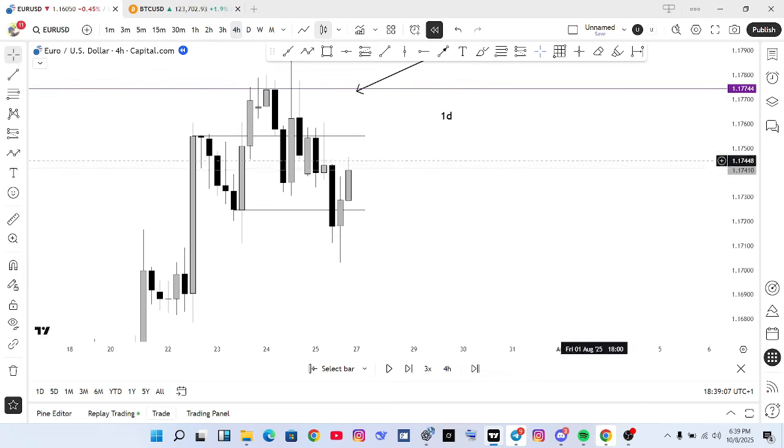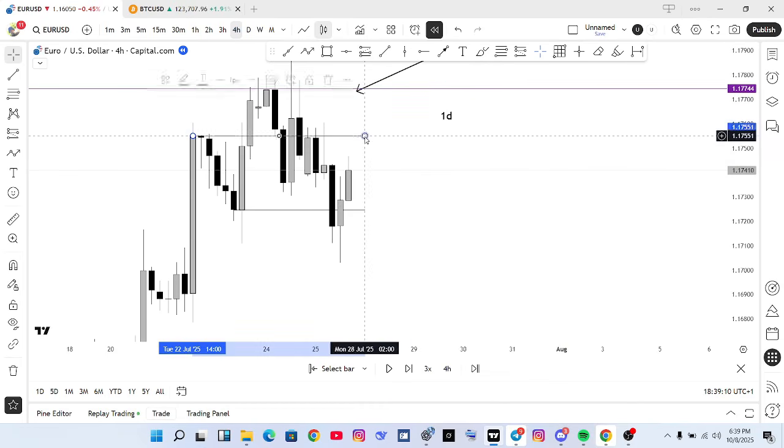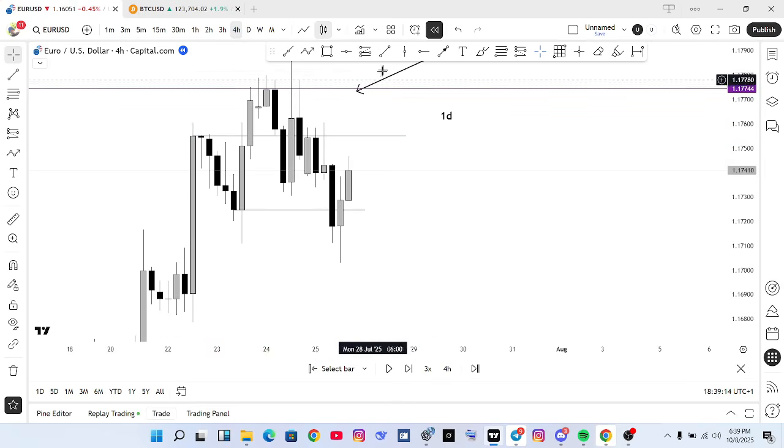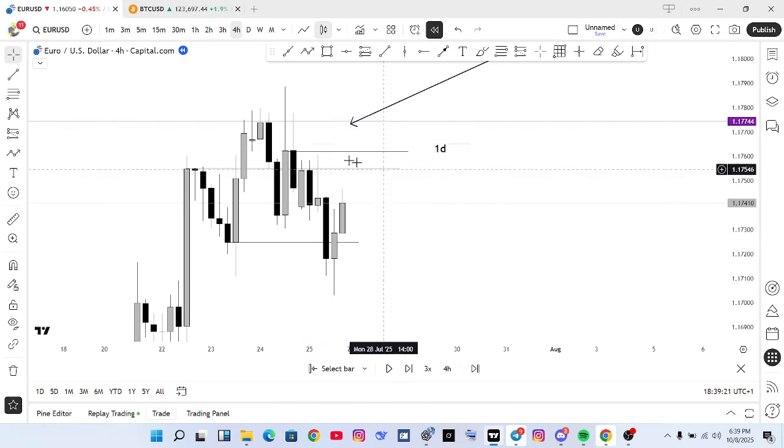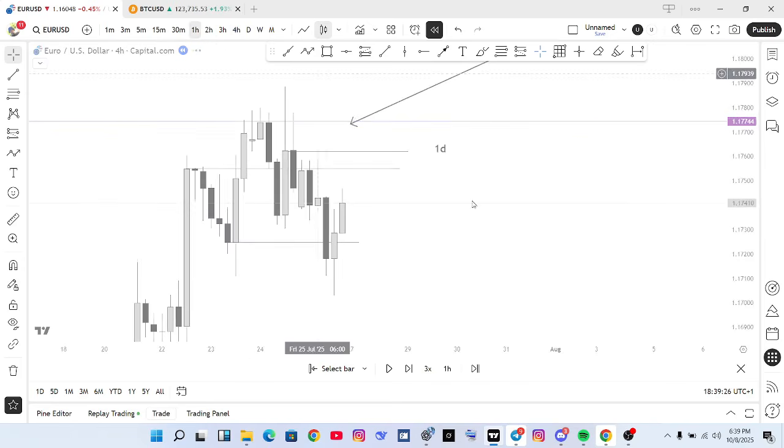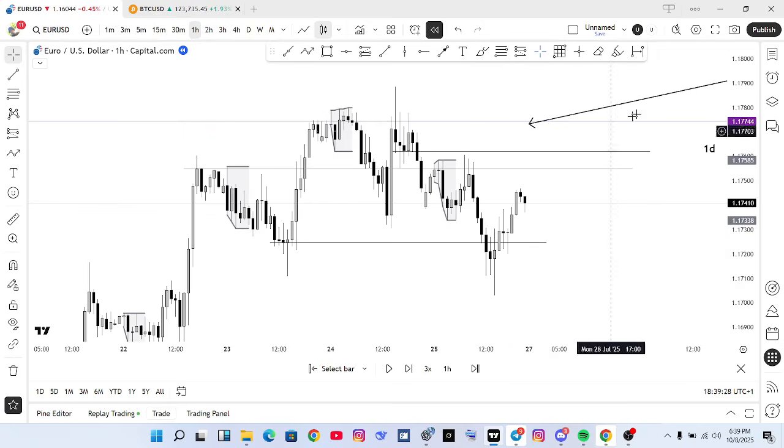So let's look for an entry. We have this place here. Price has mitigated it multiple times, and we have another place here. This place is still fresh. There's no fresh place again here. So let's go down to our 1 hour and look at what 1 hour is saying.